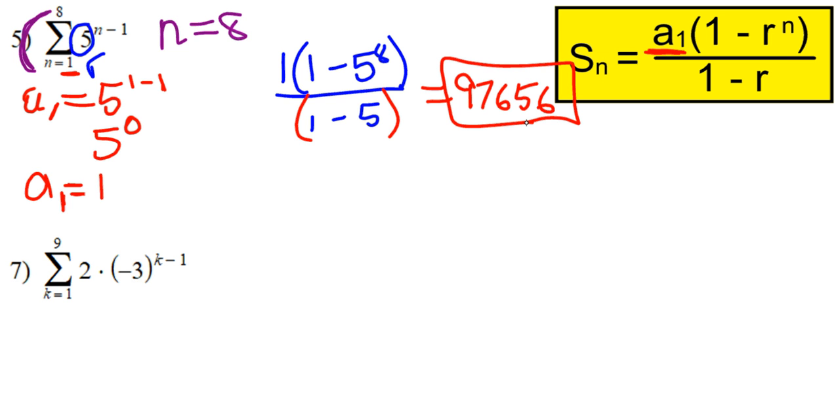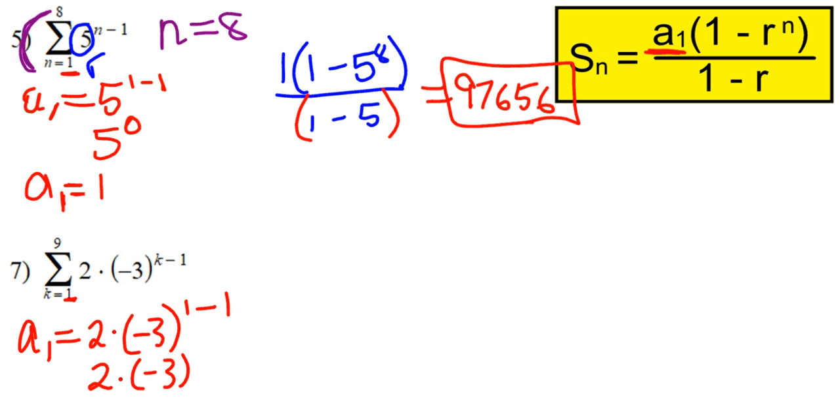Let's do it again. Same thing, we need the same pieces of information. So for A1, you plug in 1 into this expression. So 2 times negative 3 to the 1 minus 1. This time it's 2 times negative 3 to the 0 power. Well, negative 3 to the 0 is 1, but you've got 1 times this 2, so you're going to end up getting 2 this time. A1 equals 2.